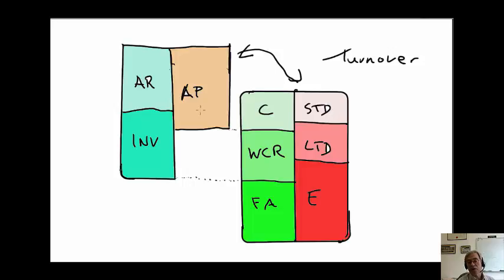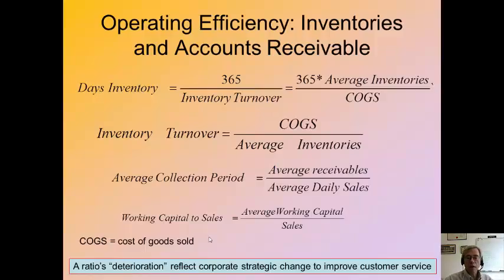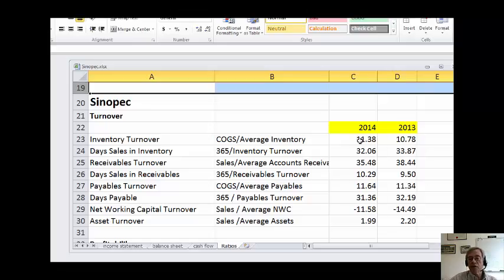Our suppliers don't wish to invest in our firm, but our suppliers are forced to invest in our firm through the industry practice that allows us to pay later for supplies that we receive now. From this point of view, if accounts payable are truly free, it is in our interests to maximize the accounts payable in order to minimize the working capital requirement. So the ratios that we're going to be looking at in operating efficiency concern inventories and accounts receivable as well as accounts payable.